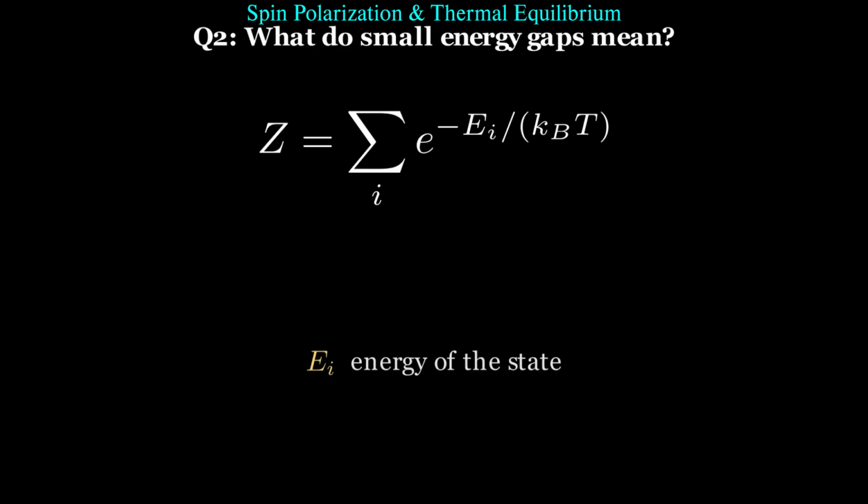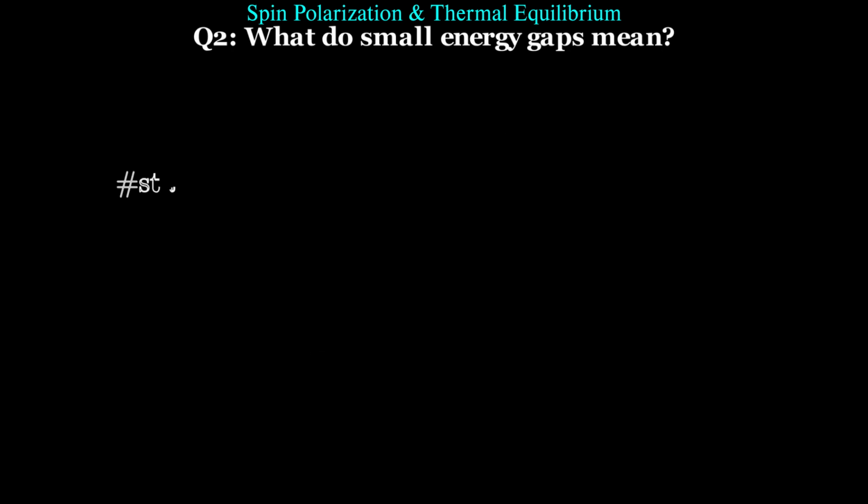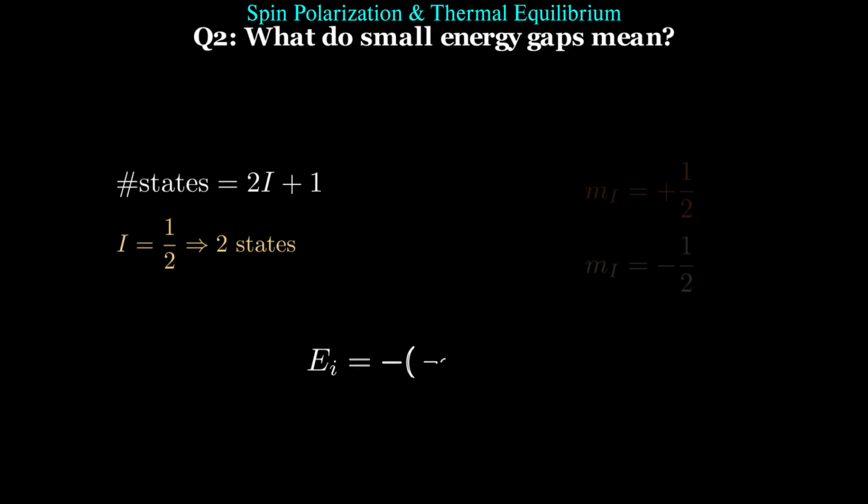This here is what we call a partition function, and we can use it to describe the statistical properties of a system in thermodynamic equilibrium. This is what we'll use to determine the probability of having a spin in any energy state. On top of the exponential, we have E, which is the energy of the state that you're interested in.